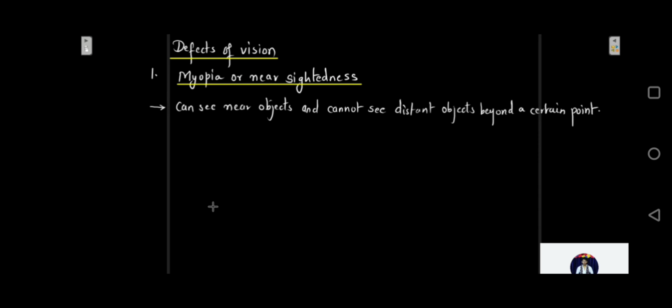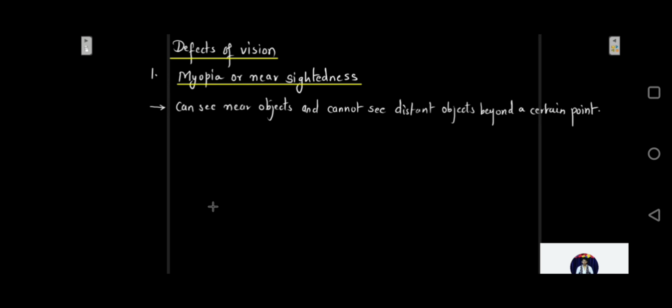So what is the cause of myopia? Myopia is caused, first, because the eyeball gets elongated. The eyeball may get elongated along the axis so that the distance between the eye lens and the retina becomes larger. That is the first cause. The second cause may be that the focal length of the eye lens becomes too short due to excessive curvature of the cornea. Due to the increased curvature of the cornea, the focal length becomes short and the image will not be formed on the retina.